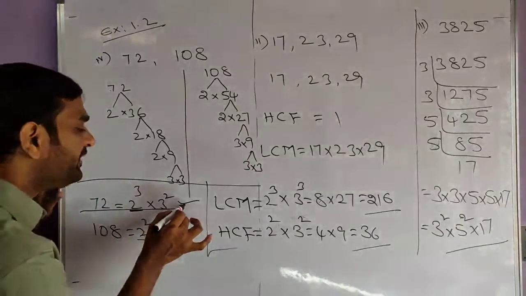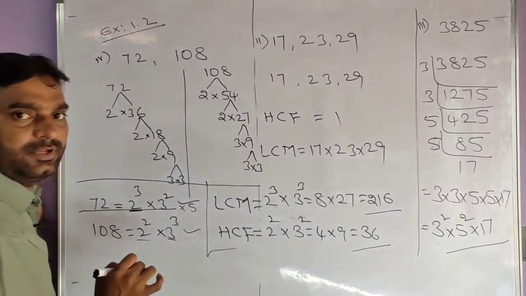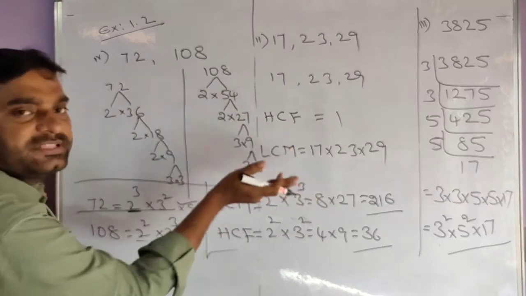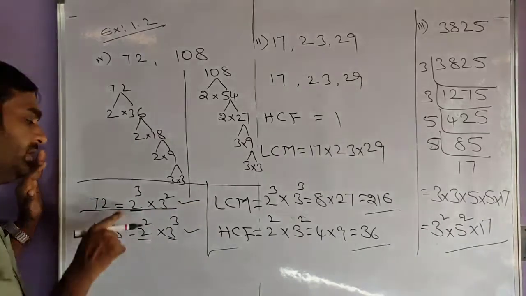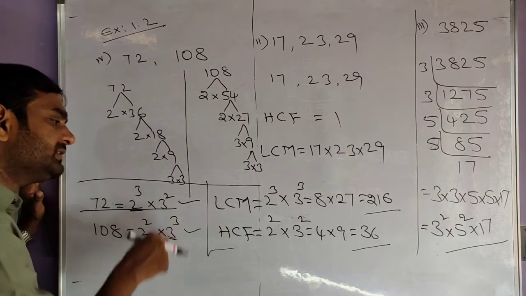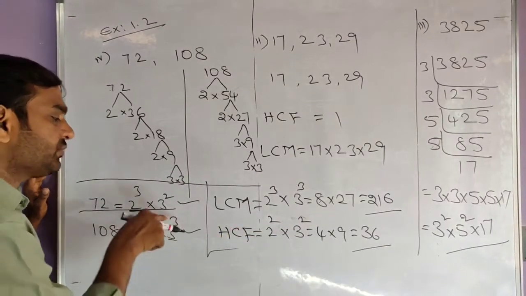Coming to HCF, the number should be common. For example, if there is a 5, in LCM also we have to write 5. Every different number should be present in LCM. In the case of HCF, only common numbers. 2 is common, so write down 2. 3 is common, write down 3. In the least power: 2 square is the least one, and 3 square is the least one.